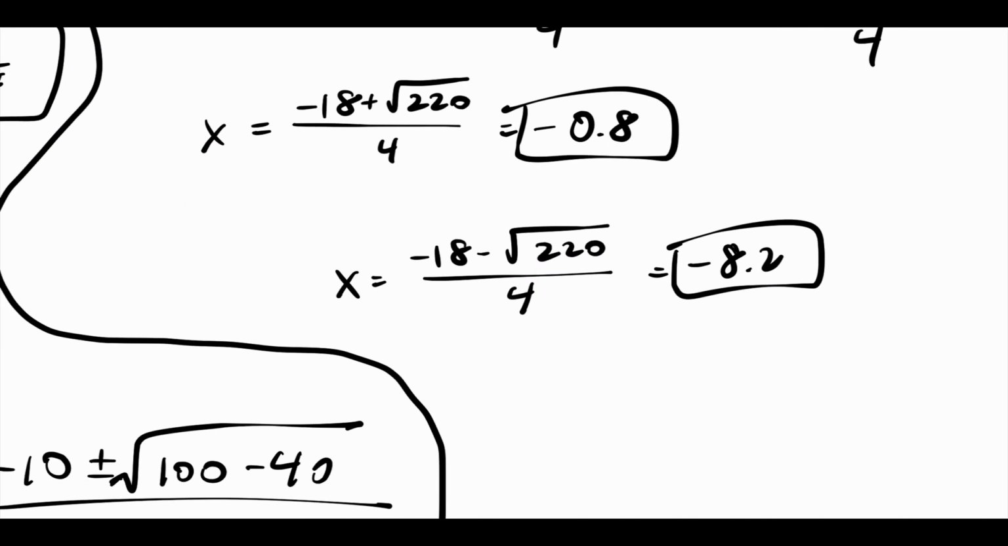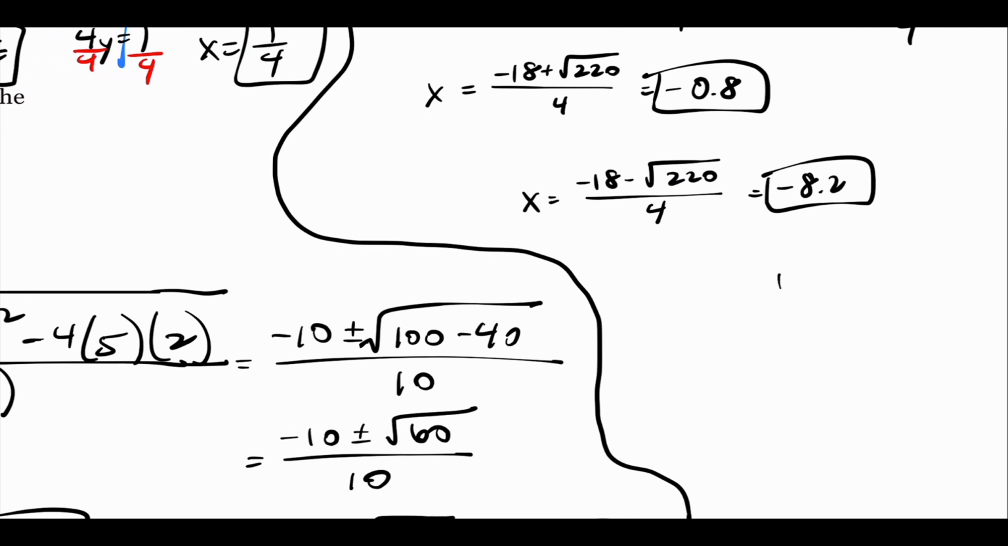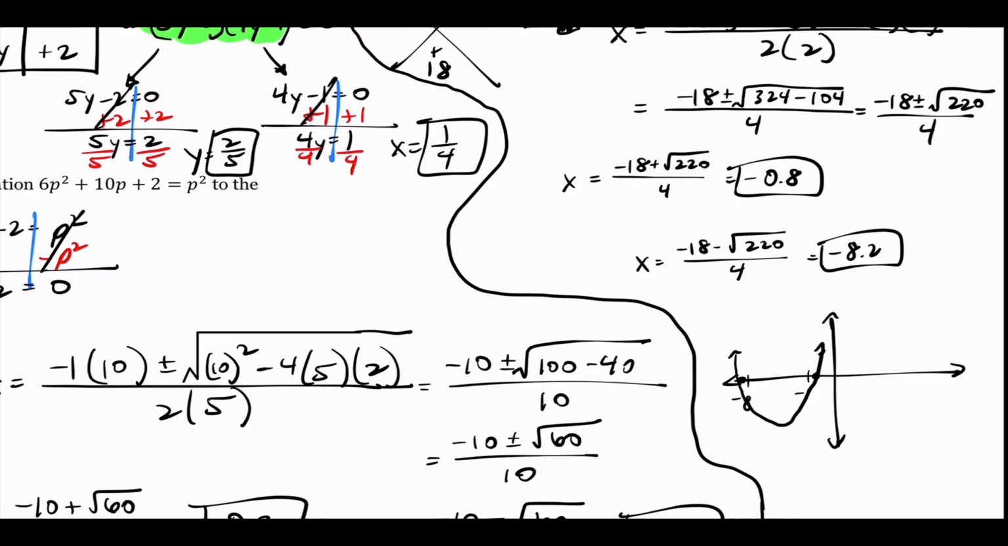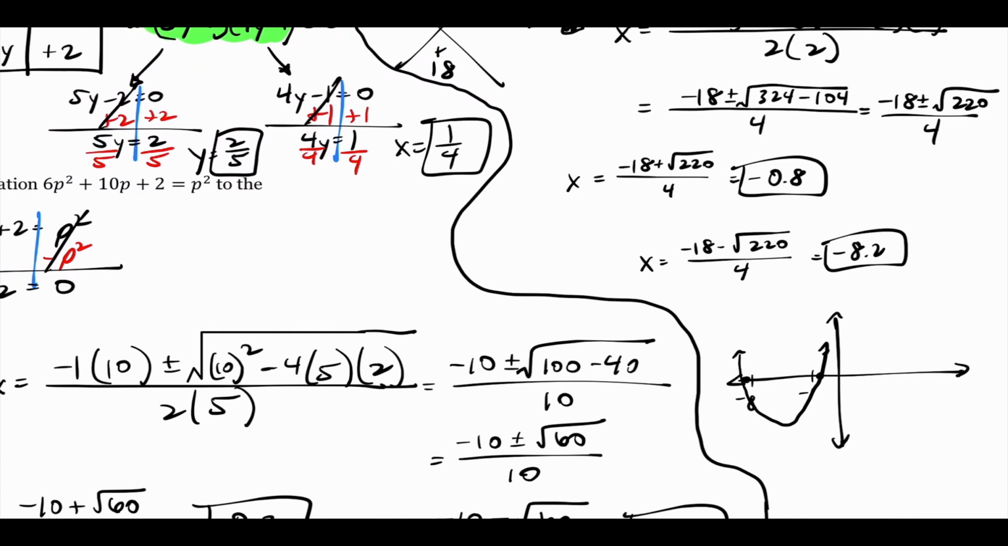Remember, those are x-intercepts. For today you don't need this, but when we take a test, you will need it. X-intercepts mean that's where it crosses the x-axis. So negative 0.8 would be right about there, and negative 8.2 would be a little bit past there. So it would look something like that. Again, that's not on today's, but it will be on the test, because we talked about graphing earlier.